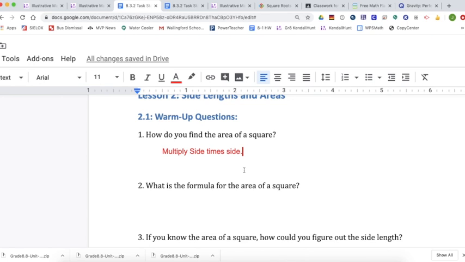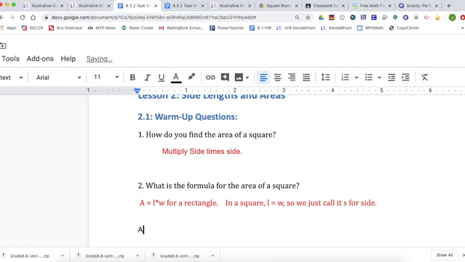So then, is there a formula for this? Well, yes, there is obviously a formula for this. And you're probably familiar with area equals length times width for a rectangle. But in a square, length and width are the same. So length equals width. So we just call it S for side. And area is side length squared.